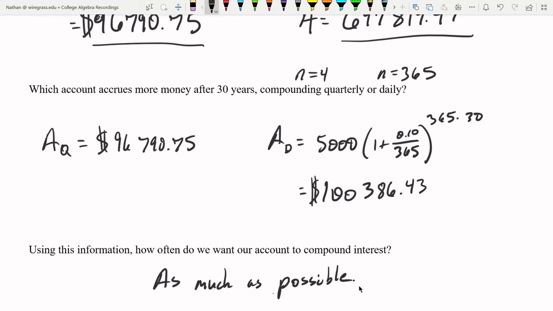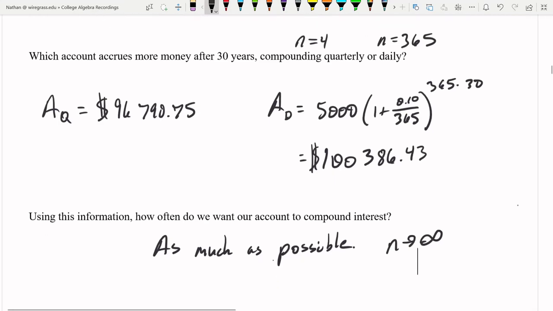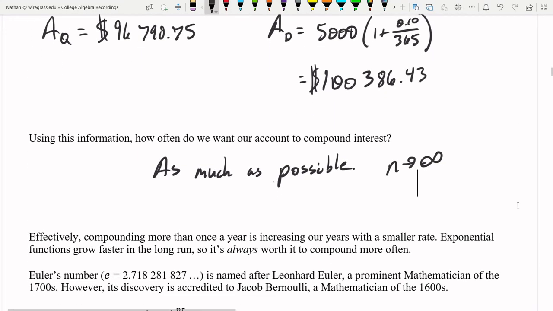So then that means, well, what's the most that you can compound? Well, at 365, right? You can compound more, maybe 1,000, 1,000,000, 1,000,000,000. Really what you're looking at is what happens when n goes to infinity, when it's the biggest number it could possibly be. How often does it compound? Well, to talk about that, we must understand Euler's number.